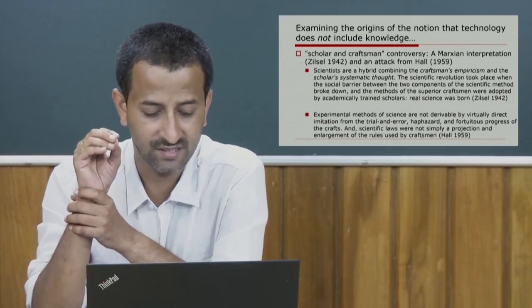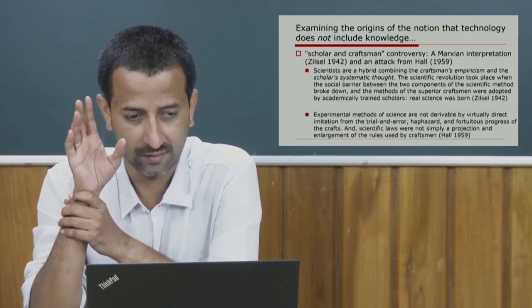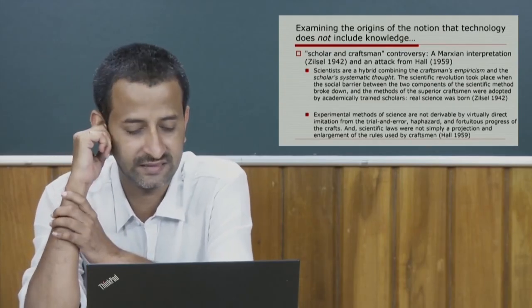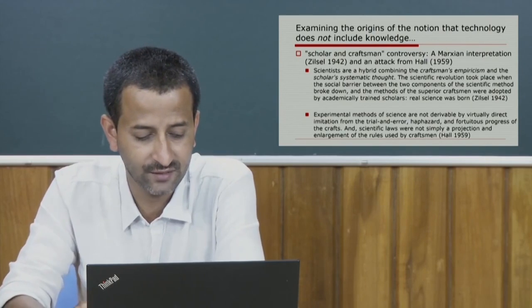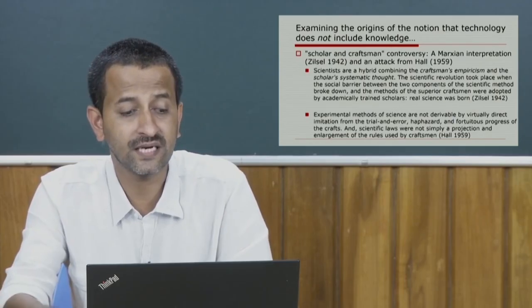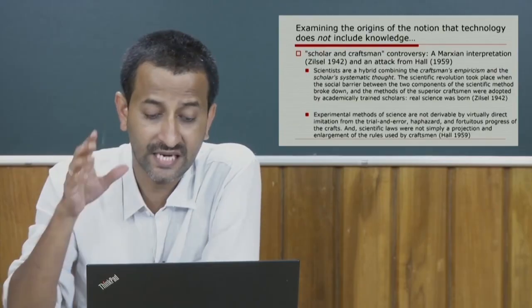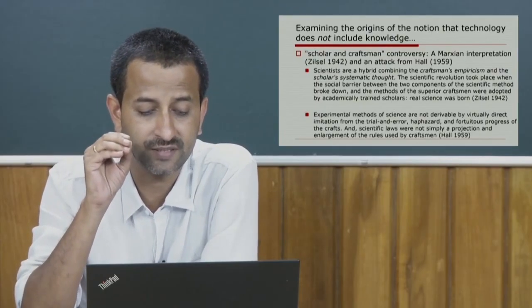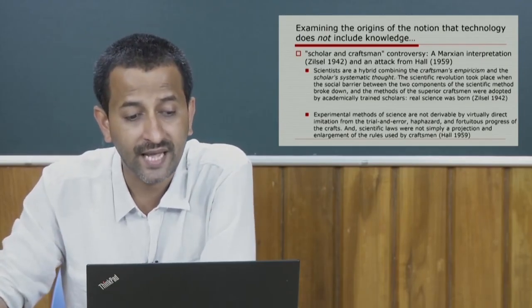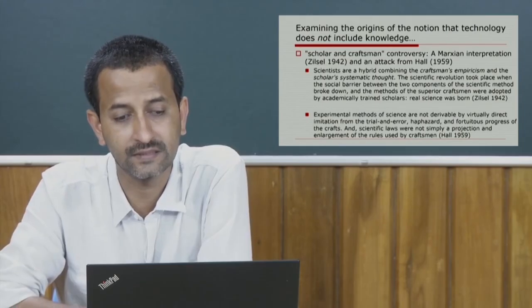Hall, in particular, appears to have been influenced by the scholar and craftsman controversy, that is a Marxian interpretation made by Zilsel in 1942, which was attacked by Hall in 1959. Zilsel attempted to provide a Marxian interpretation of the scientific revolution. Zilsel held that the scientist was a hybrid combining the craftsman's empiricism and the scholar's systematic thought. The scientific revolution took place when the social barrier between the two components of the scientific method broke down, and the methods of the superior craftsmen were adopted by academically trained scholars, and therein we witness the birth of real science.